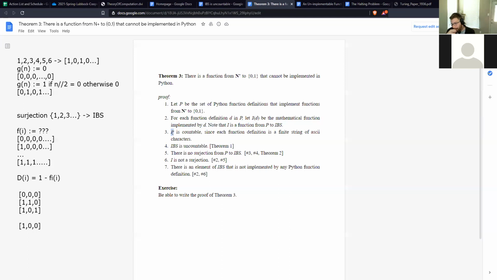How do I know that? Well, I know that it is because it's a set of finite things. Each function is, I'm sorry, I meant to say finite things. If I have a set of finite things, is there any way for it to be infinite?